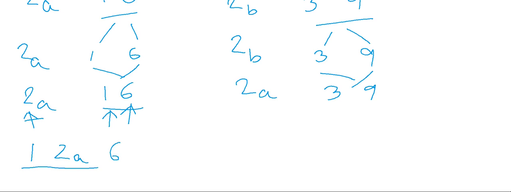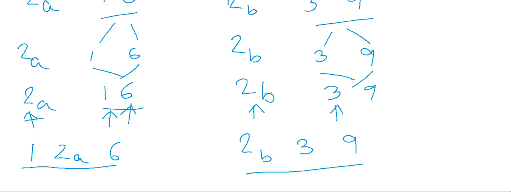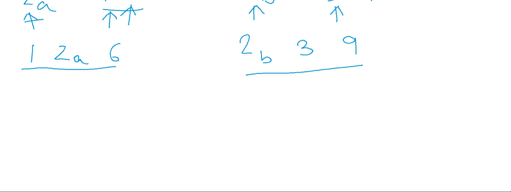So you got this list, and then you merge these two. You have a pointer here and a pointer here, and you see, oh, 2 is less than 3, so 2, oh sorry, this is b, it's b, okay? So 2b, and then you add 3, and then you add 9. Now you've got two sorted lists and you merge them, right?